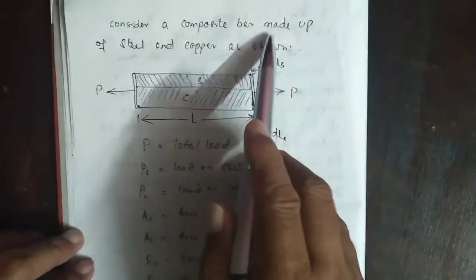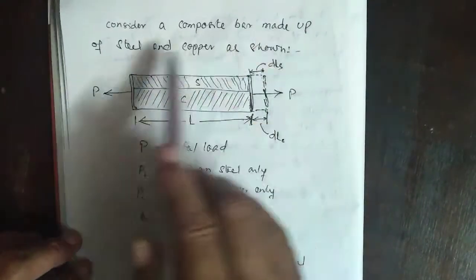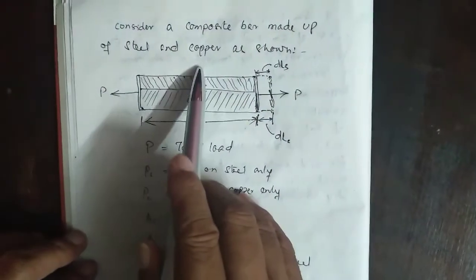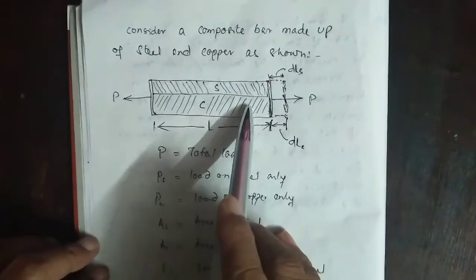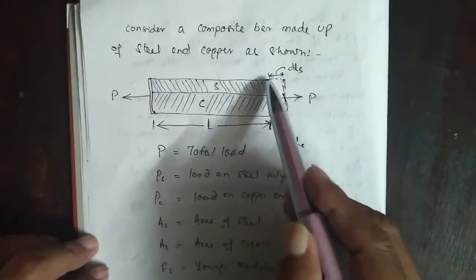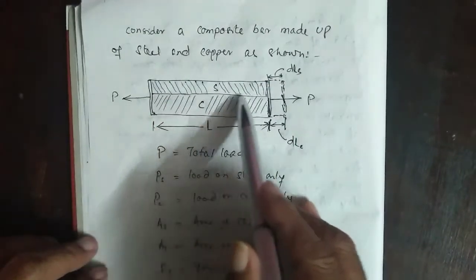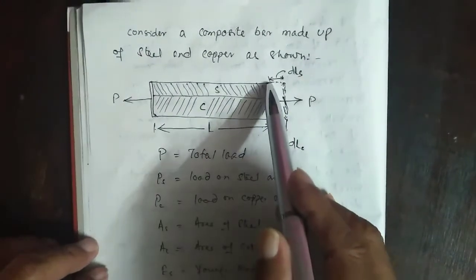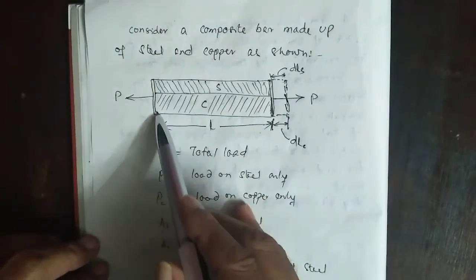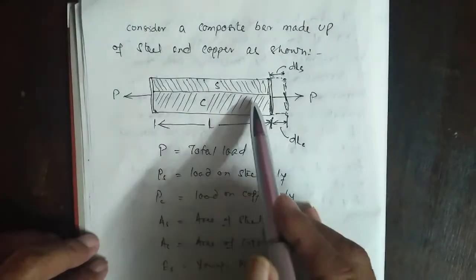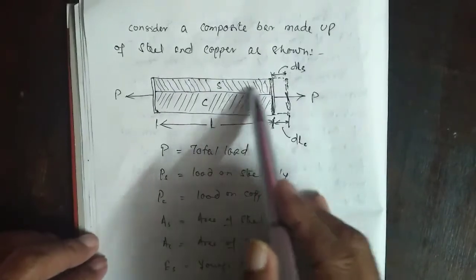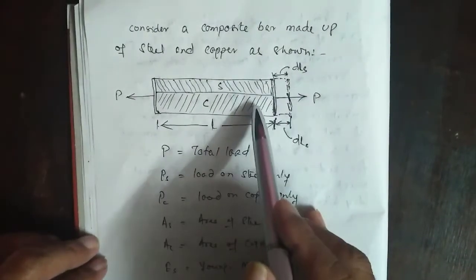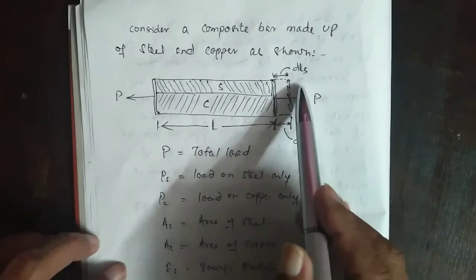Consider a composite bar made up of steel and copper as shown. Steel and copper are joined along the length and the ends are rigidly fixed such that they cannot elongate individually. They cannot elongate or contract individually. They have to move together.